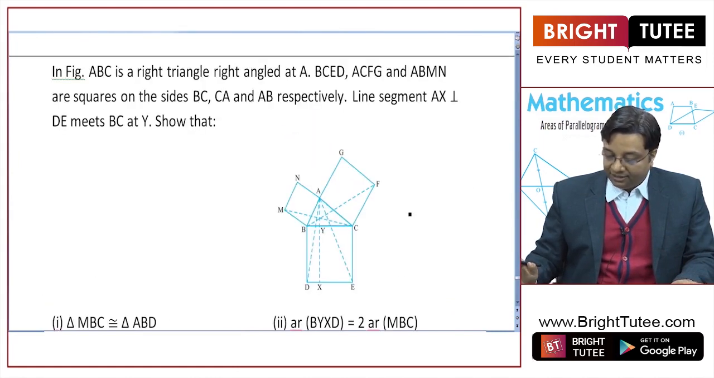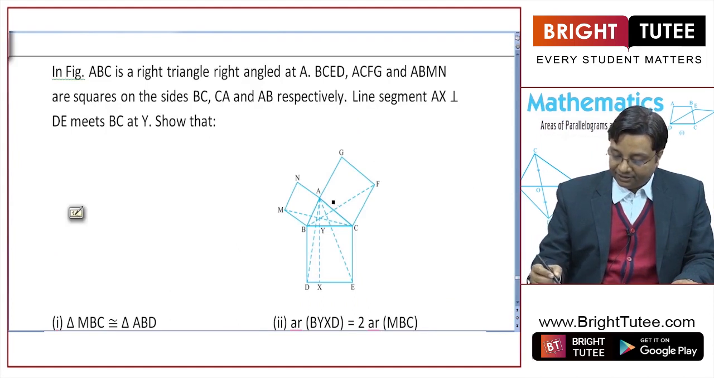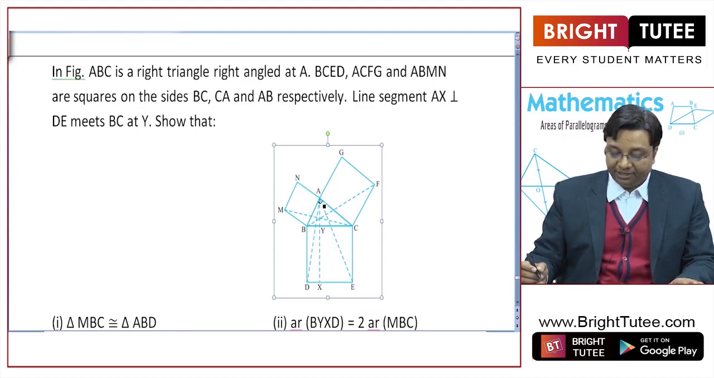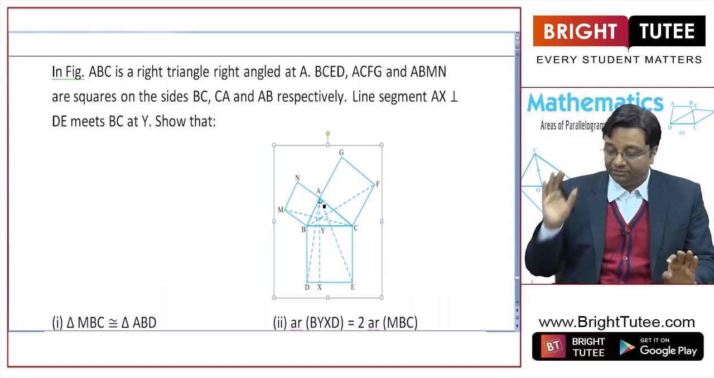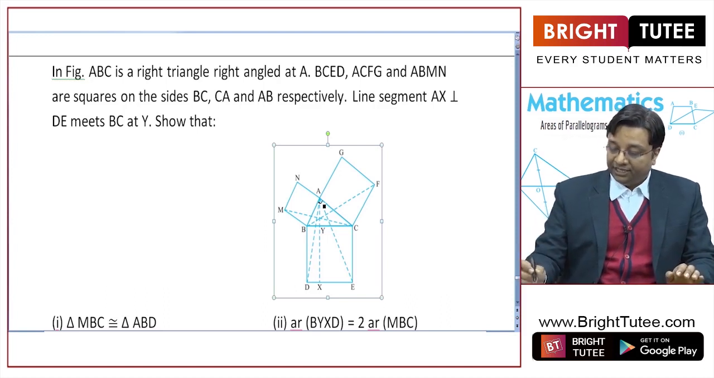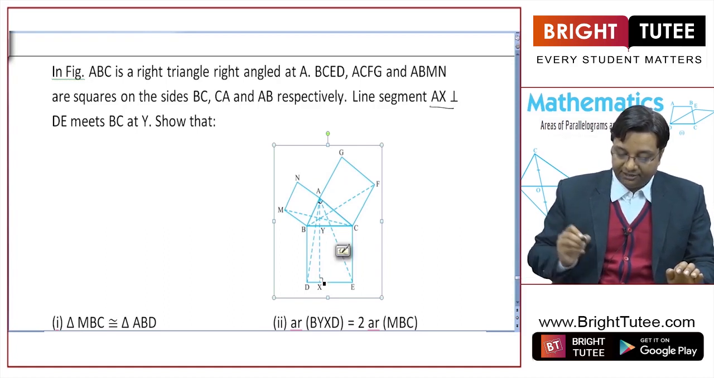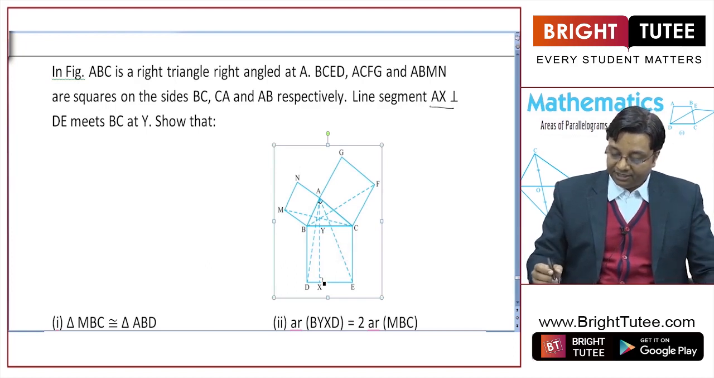ABC is a right triangle, right angle at A. So this is the right angle. BCED, ACFG, ABMN are squares on sides BC, CA, AB respectively, which can be seen in this figure. Line segment AX is perpendicular to DE, so this is 90 degrees, and meets BC at Y.